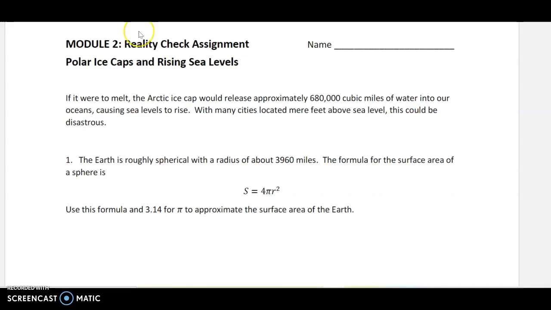This is the second video to help with the Module 2 Reality Check. This is kind of a hard one, right? Like all the words kind of make it seem more complicated than it actually is. So we're going to go through this in a little bit more detail.